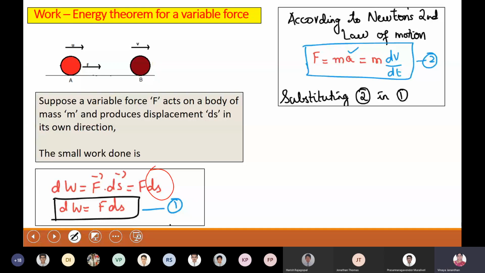Now we'll go for Newton's second law of motion. Force is equal to mass into acceleration. What is acceleration? Rate of change of velocity. dv by dt is the rate of change of velocity; your velocity is changing with time. Now, can you substitute this equation 2 in equation 1 and get me an expression for dW? Ma'am, I have to substitute the value m dv by dt? Correct, in equation 1.